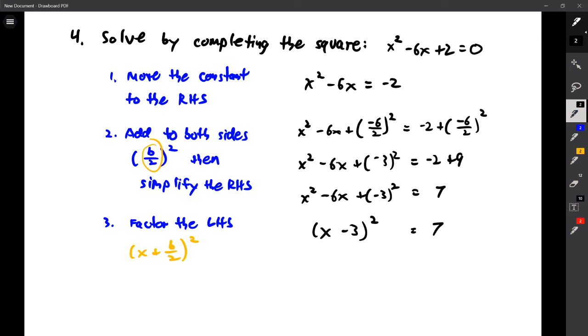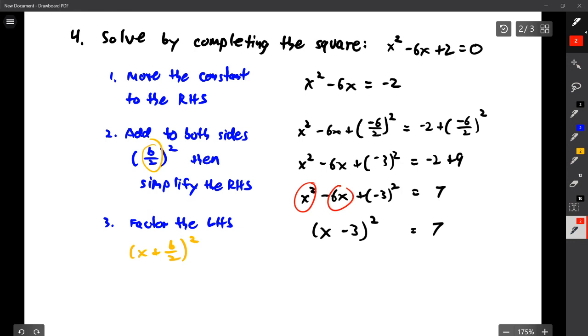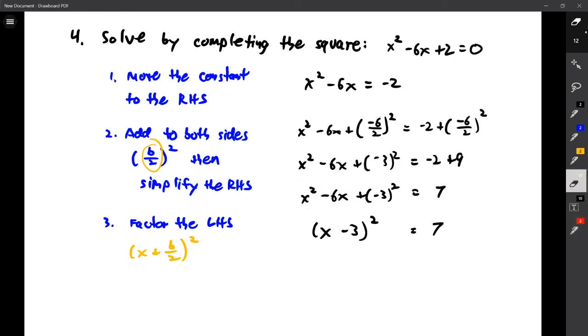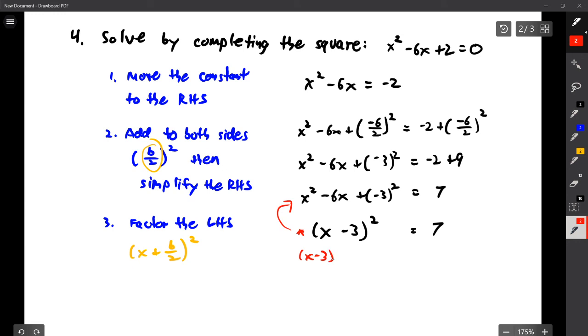Now, oftentimes what comes up at this point is the question of, well, wait, Mr. French, what happened to the other x? You had an x squared, and there were two x's. There was this x term and this x term. And now there's only one x term. Well, if you took this step and multiplied it out, it would take you back to this. Because x minus 3 squared is x minus 3 times another x minus 3.